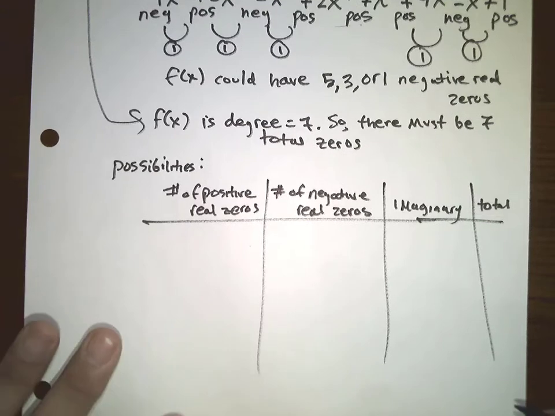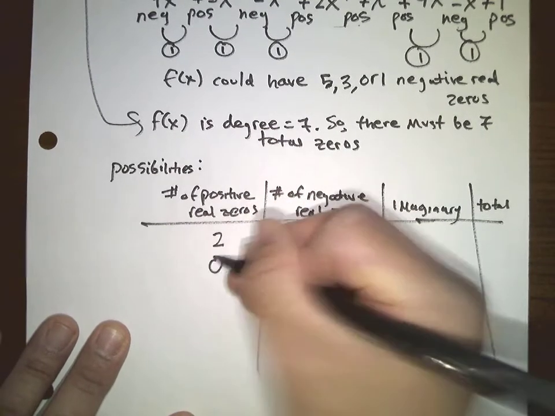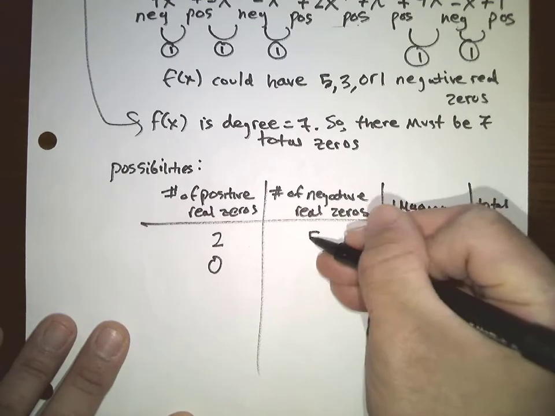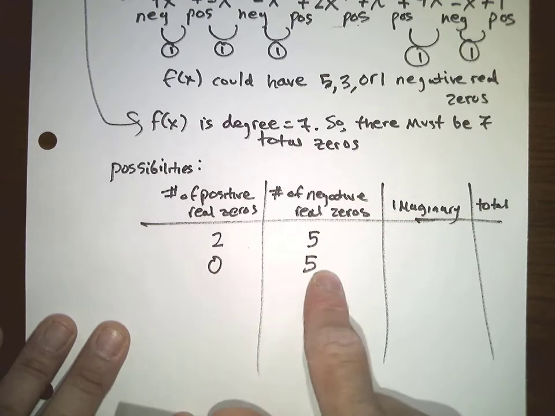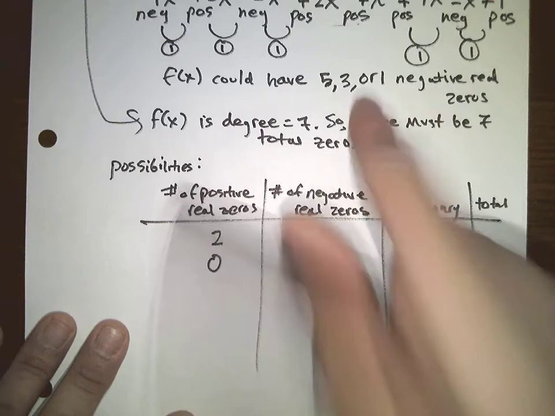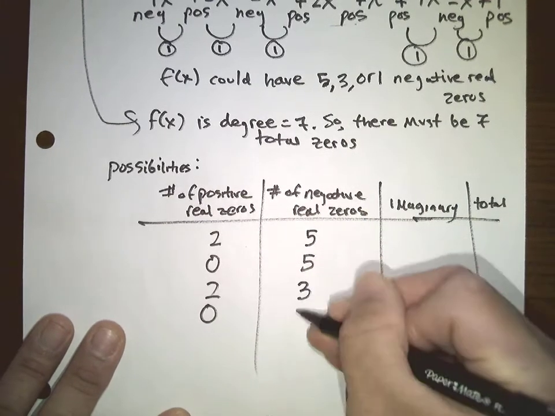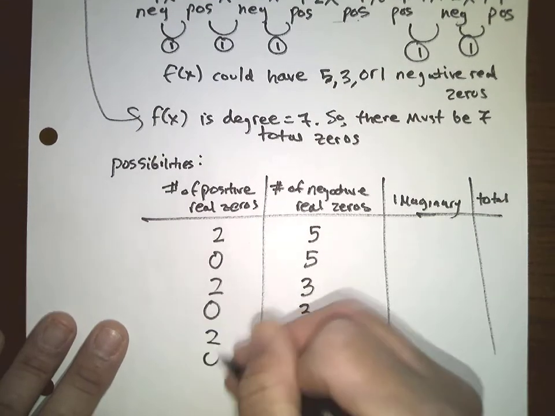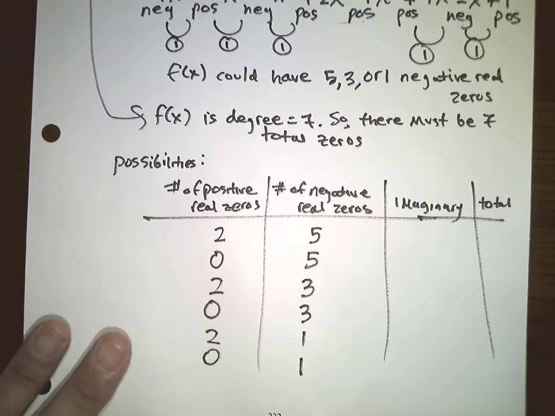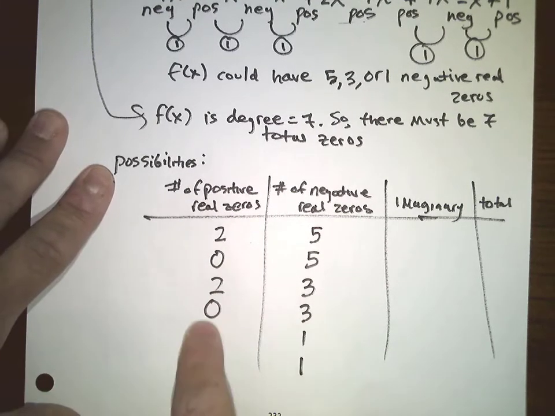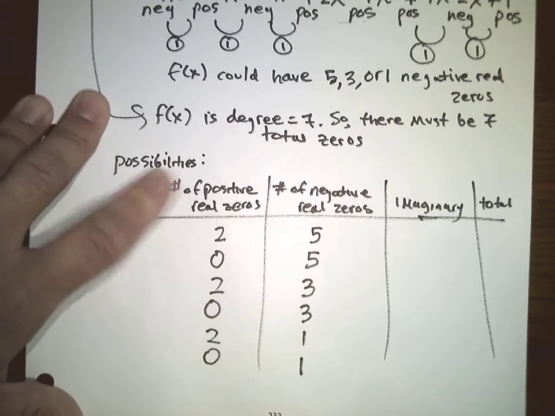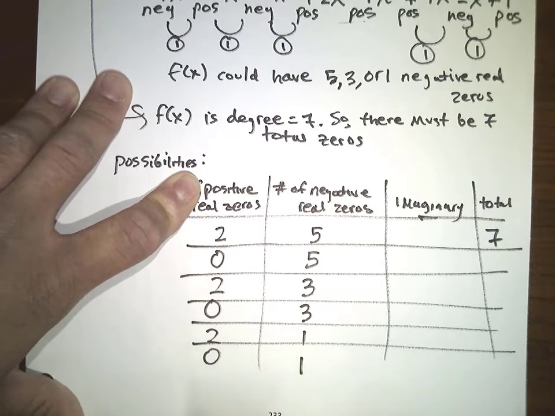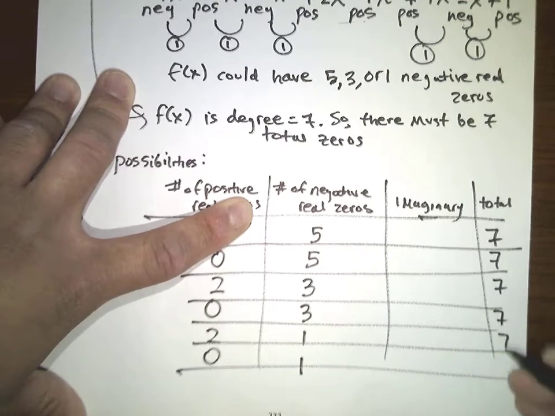For the positives we had 2 or 0, and for the negatives we could have 5. So we could have 2, 5 or 0, 5. Or we could have had 3, so 2, 3 and 0, 3. And then we could have had 1 negative real zero, so 2, 1 and 0, 1. So we write out all the possibilities: 2, 5; 0, 5; 2, 3; 0, 3; 2, 1; 0, 1. And then the total was 7 for all of these.